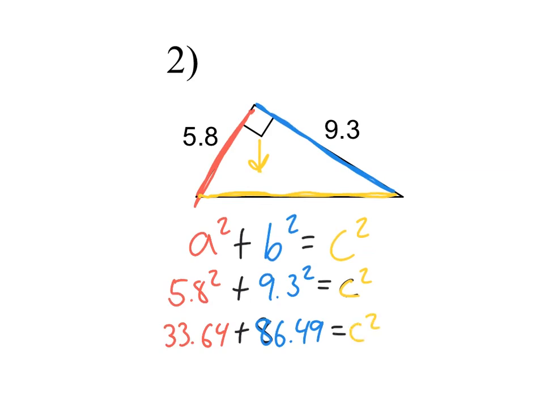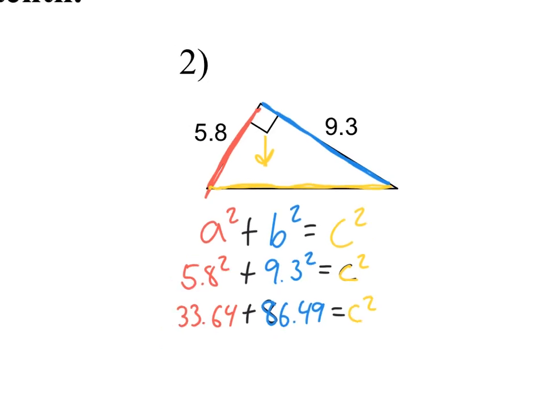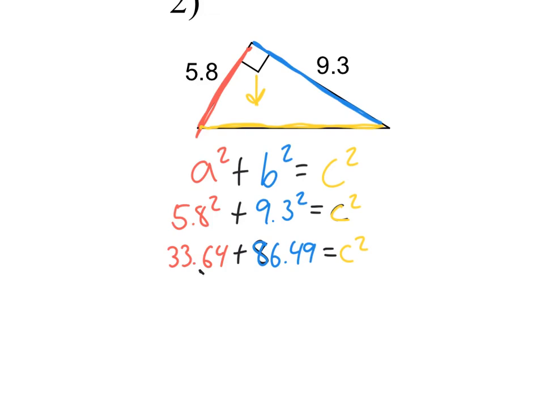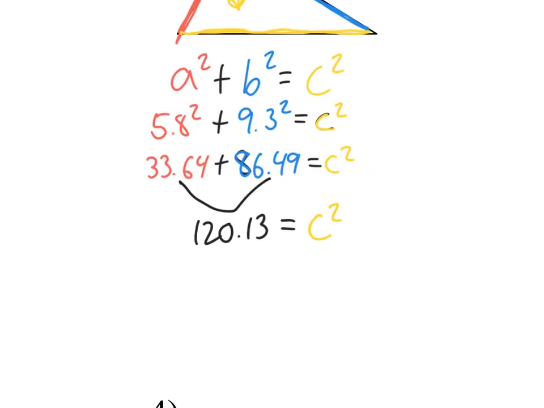Now I have to add my 33.64 to that 86.49, and I get a total right here of 120.13, and that is my c squared. Again, to go from c squared to c, I have to take the square root of that 120.13. When I do that, I get another crazy decimal number, so we're going to round it. So it's 10.96. If you round it to 11, that would also be perfectly fine on this one.